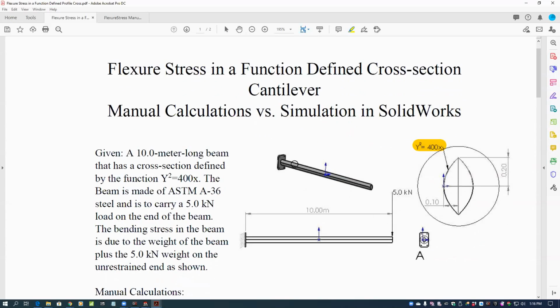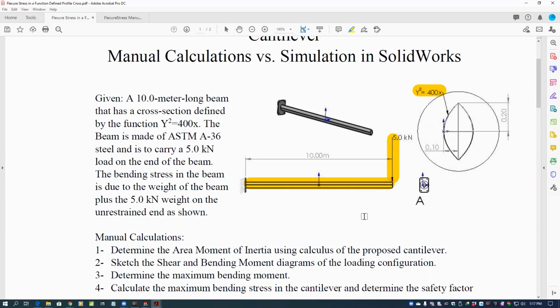So the cantilever is 10 meters long. It's restrained on this end, and it has the weight of the beam itself, the weight of the cantilever, plus a 5 kilonewton load on the end.